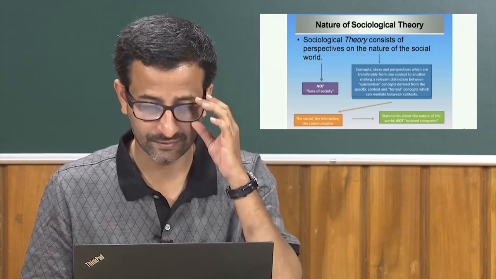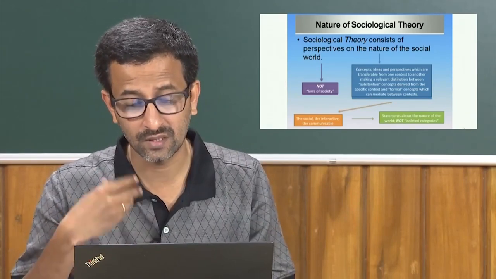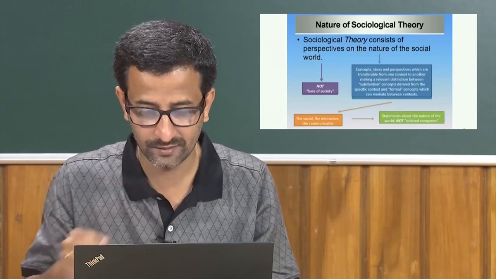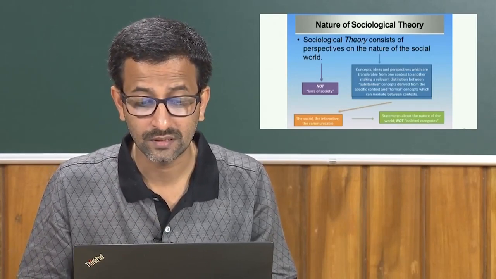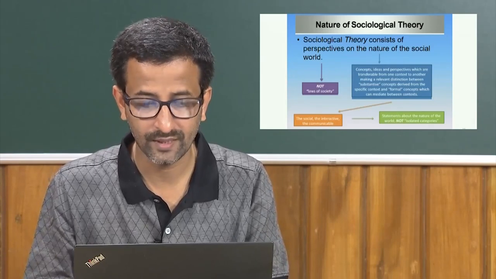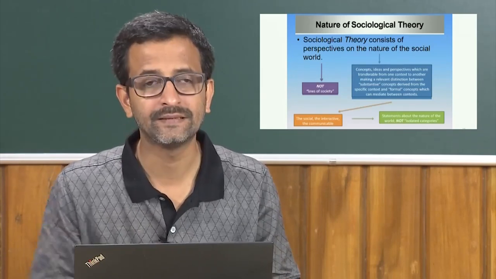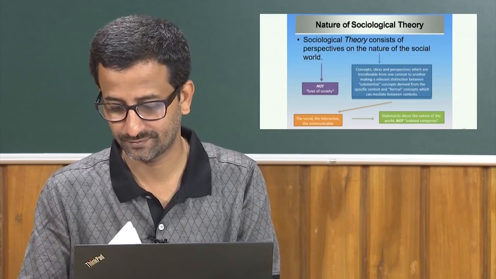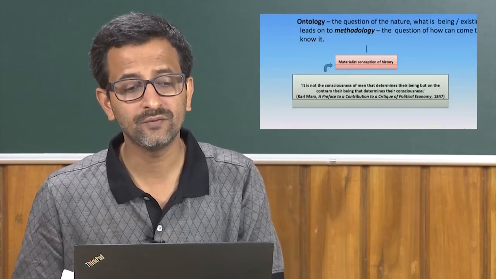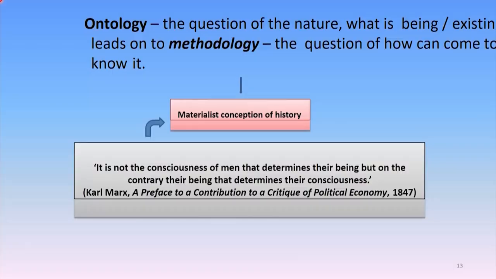When we say statements about the nature of the social world, they are not isolated categories. They are very much embedded in our society, in our culture, and so on. Then we discussed ontology, the question of the nature. What is being? What is existing? Which leads on to methodology, the question of how we can come to know it.